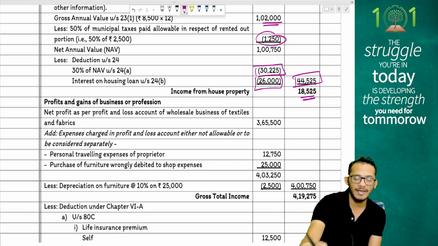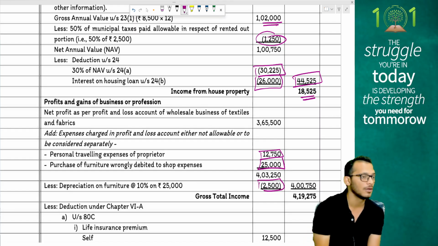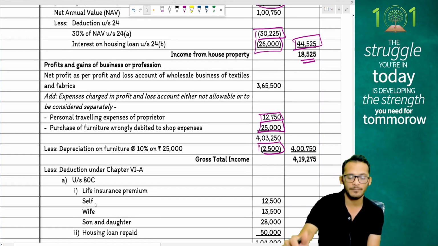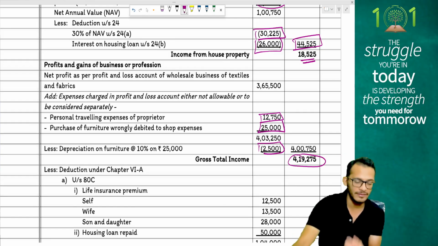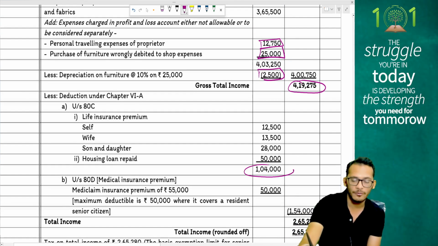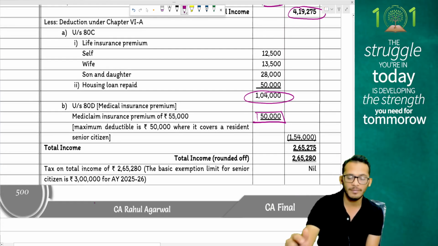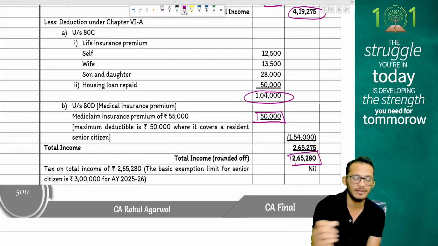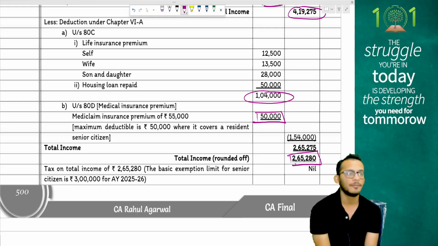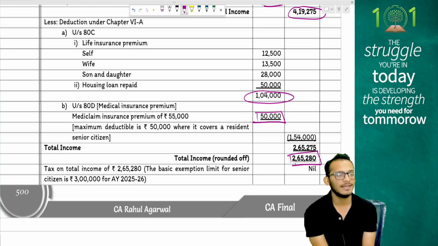In my PGBP, I disallowed 12,750 for my personal expense and 25,000 for a capital asset, but 2,500 was claimed for depreciation, arriving at a gross total income of 419,275. For 80C, I claimed 1,04,000. For 80D, I claimed 50,000 because the person is a senior citizen, giving me a total income of 2,65,280. I am a person with the age of 66 with a slab of 3 lakhs.